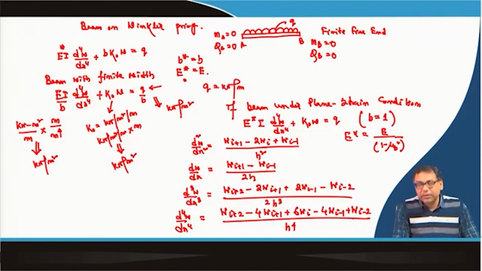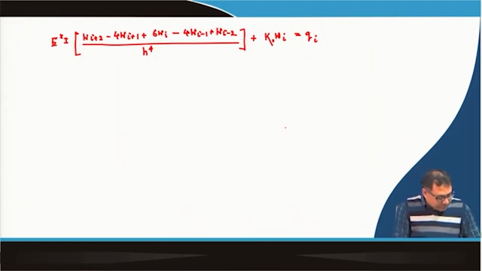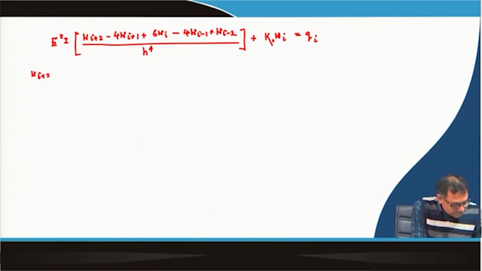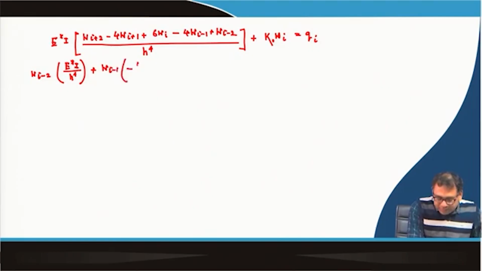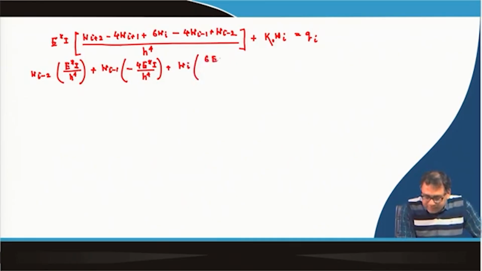Okay. This equation I am expressing in finite difference form. So, now if I take all the coefficients in a bracket: the coefficient of w_(i+2), or if I take this side, minus, the coefficient of w_(i-2) will be E* I by h to the power 4, then w_(i-1) coefficient will be minus 4 E* I divided by h^4, then the w_i coefficient, from here it is 6 E* I divided by h^4, and from here it will be k_0.